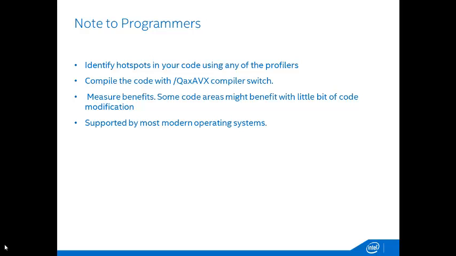You have to measure your benefits. So let's say you have a media application and your performance is measured using frames per second. Before AVX, let's say you are seeing X frames per second, and after using this switch you're seeing X plus 5 or 2X frames per second. That means you are seeing some benefits. Measure your benefits. Sometimes it can get worse, so we need to investigate why it gets worse before we proceed. So measure benefits and repeat this process until you get your desired performance. AVX is supported by most modern operating systems.